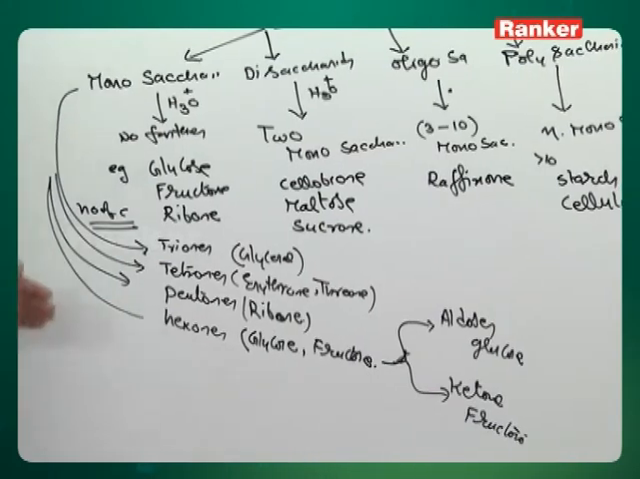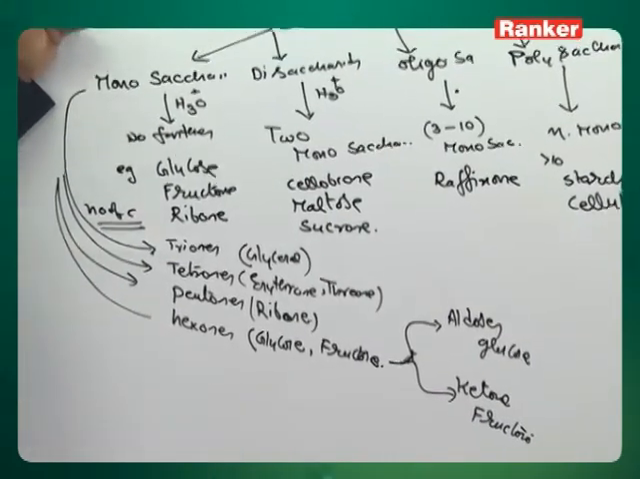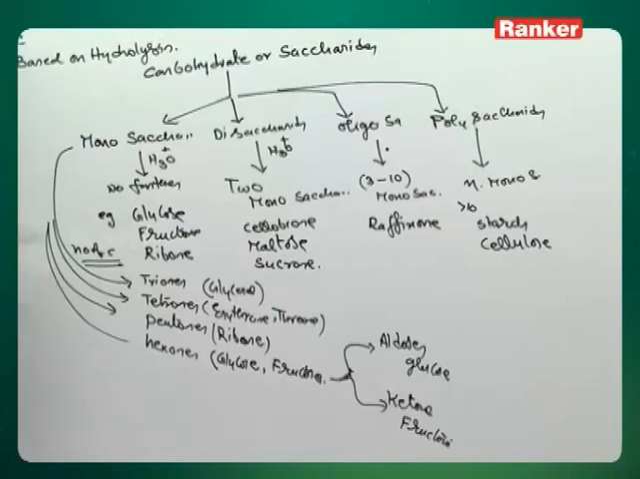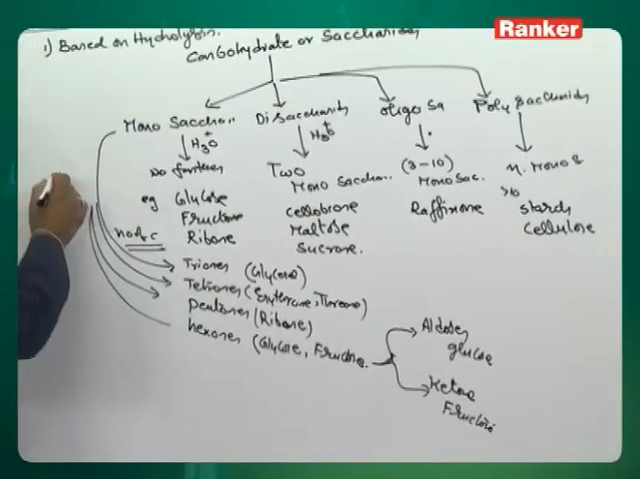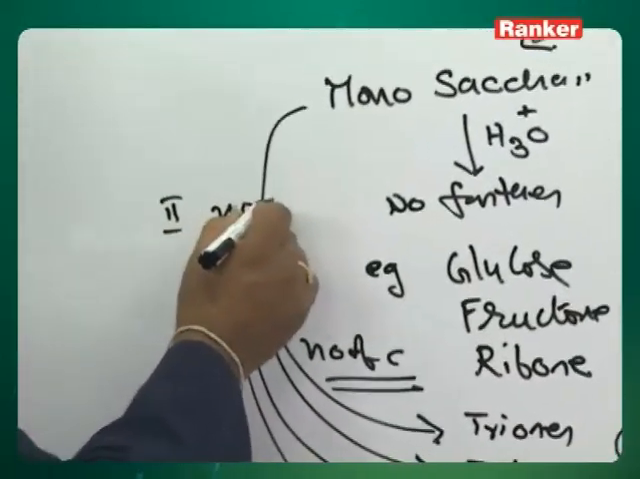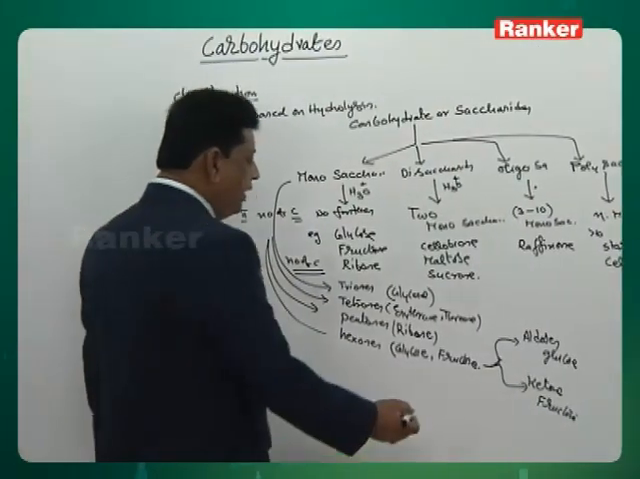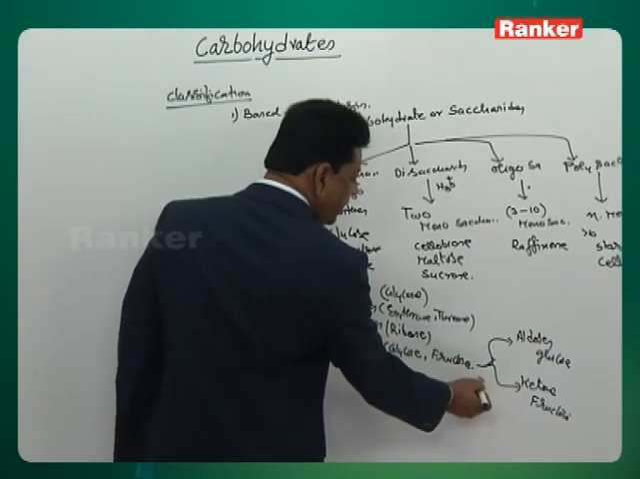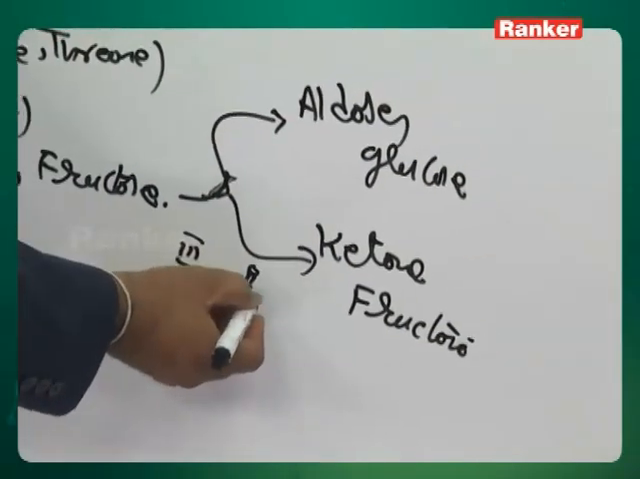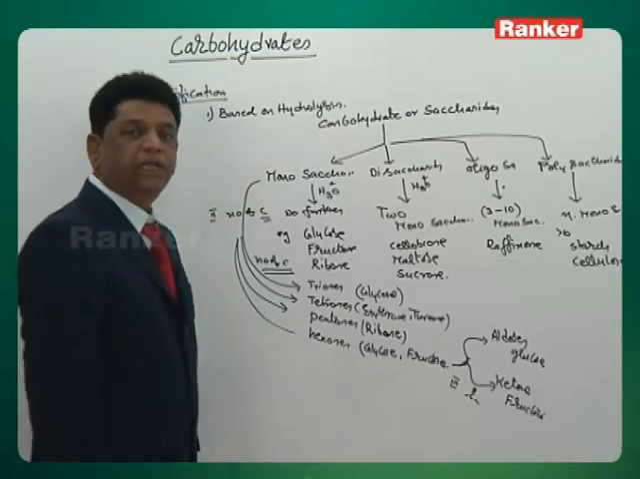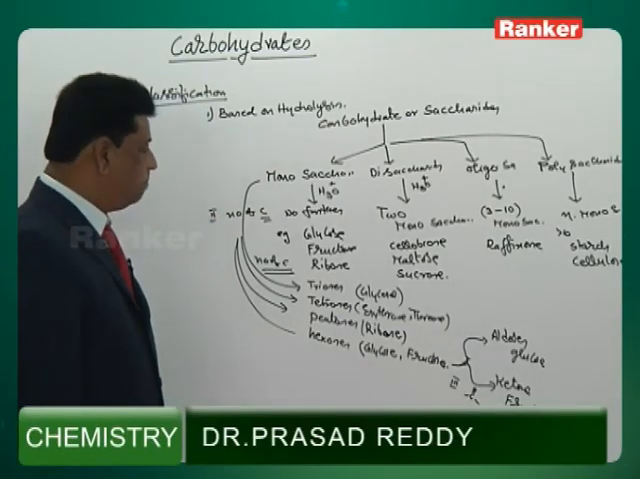So, the first classification is based on the hydrolysis concept. The second step is based on the number of carbon atoms in the carbohydrate. The third point we have taken here is what type of carbonyl function is there. Is it an aldehyde or a ketone? Based on that we have this type of classification, isn't it?